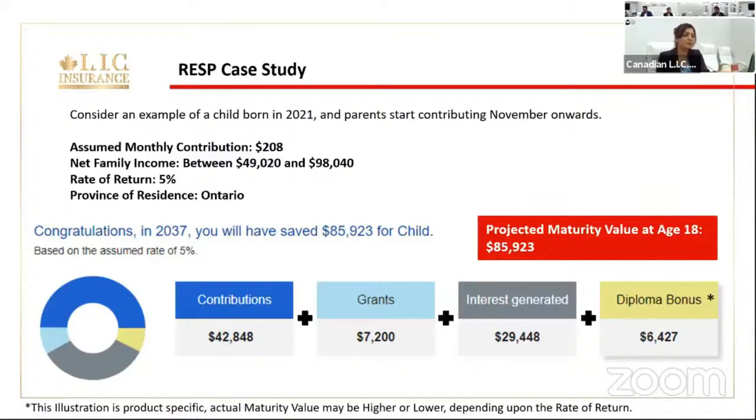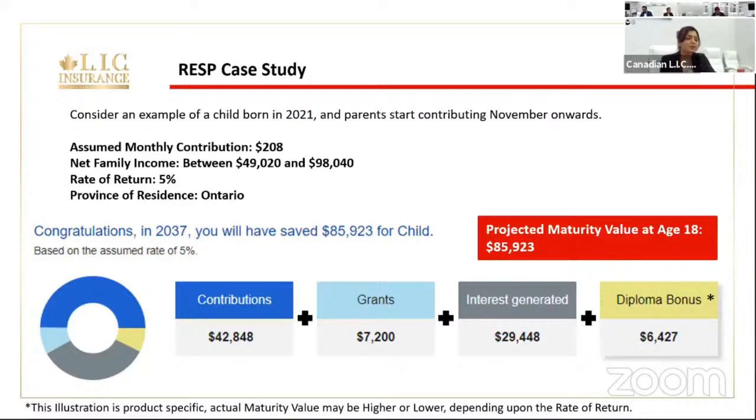So we are putting in $208 for a newborn baby, and the net family income is between $49,000 and $98,000. We're not assuming that there is any CLB. The rate of return we are running here is 5%, which is very doable, and we're in the province of Ontario.